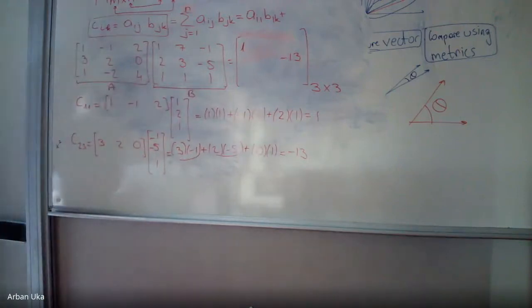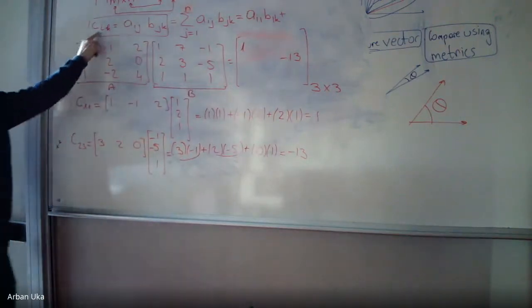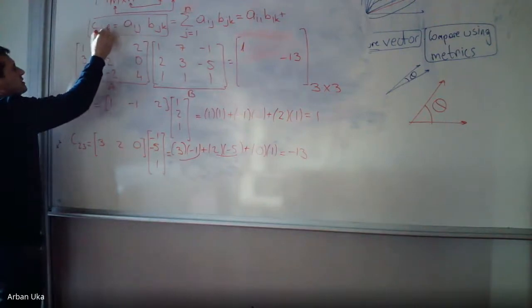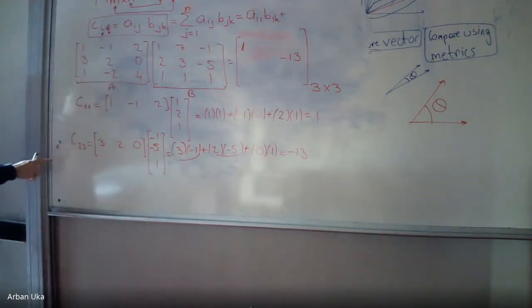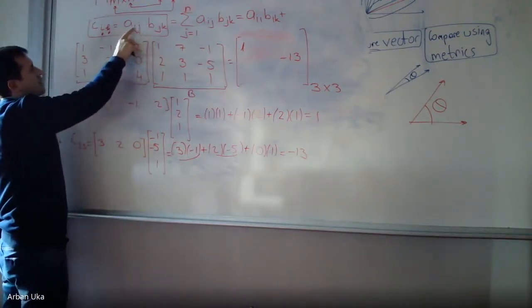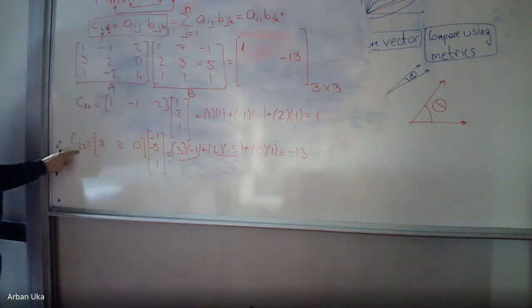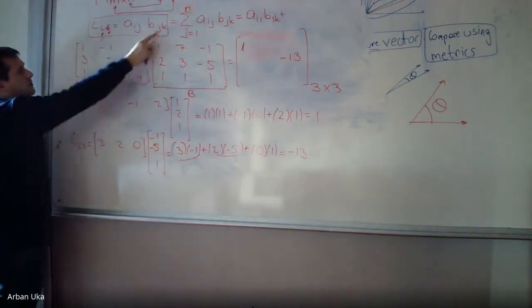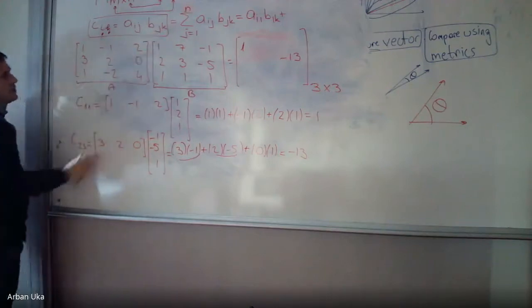So this is how we do this. Each element that we are looking for, the Cik, this is how we are writing it, and we are summing over these elements. We are keeping the row the same, we kept the column the same, but we are considering all elements.